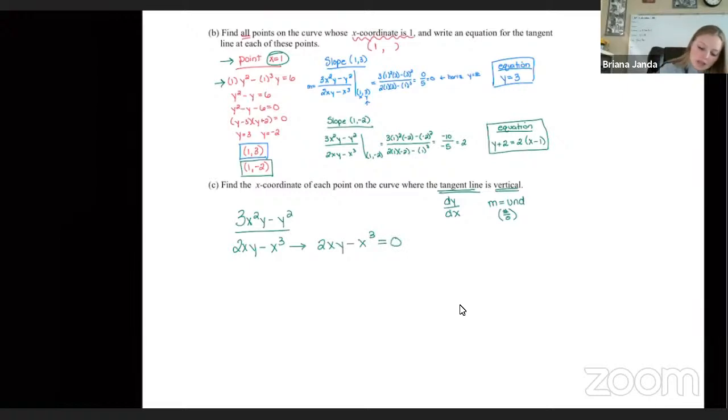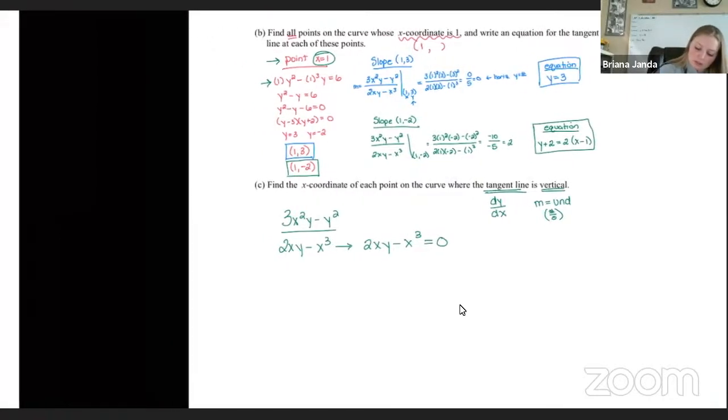Now, just as a side note, what if they had said horizontal instead of vertical? Horizontal means that our numerator, 3x squared y minus y squared, would have needed to equal 0, because that's how a fraction equals 0, and horizontal is when your slope equals 0, not undefined. So we could change the question to horizontal instead of vertical, and that would change which part of our derivative we would have set equal to 0. But it was vertical, so we set our denominator equal to 0.